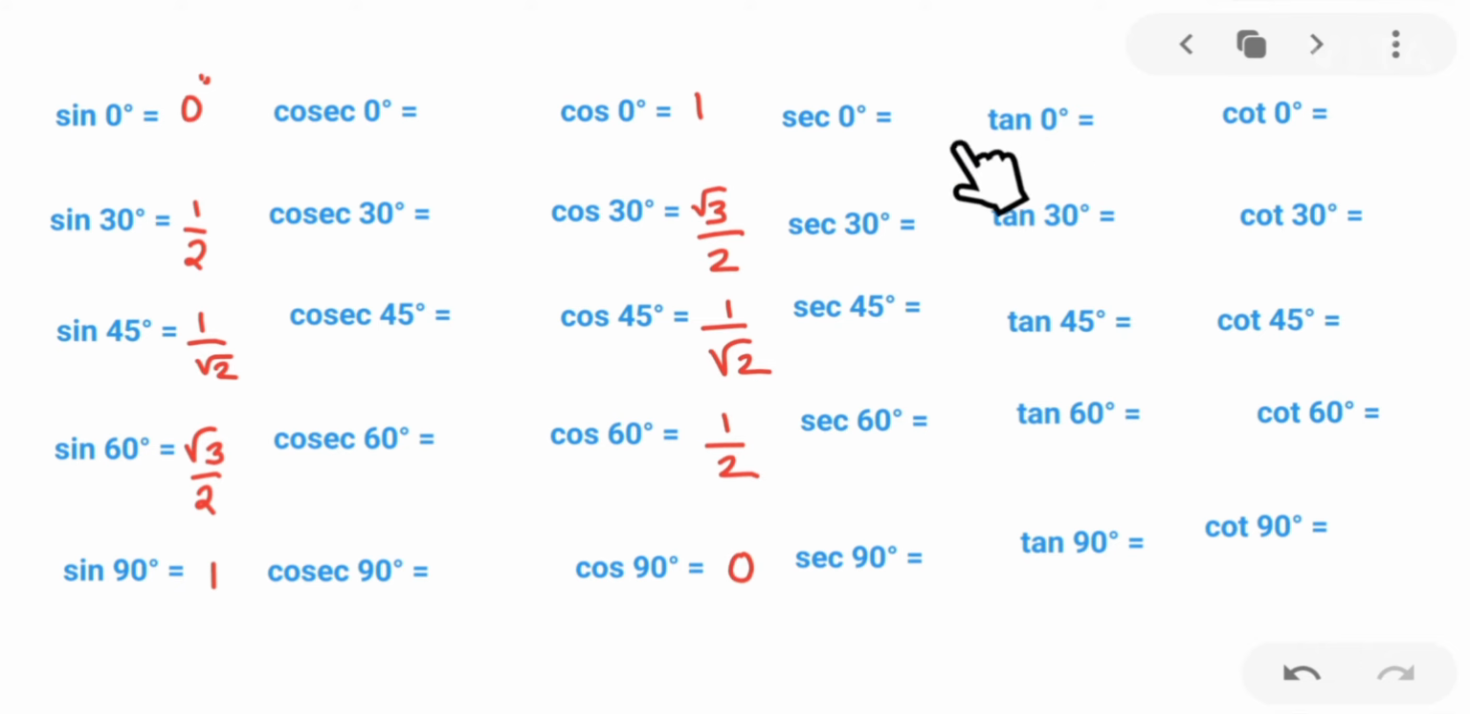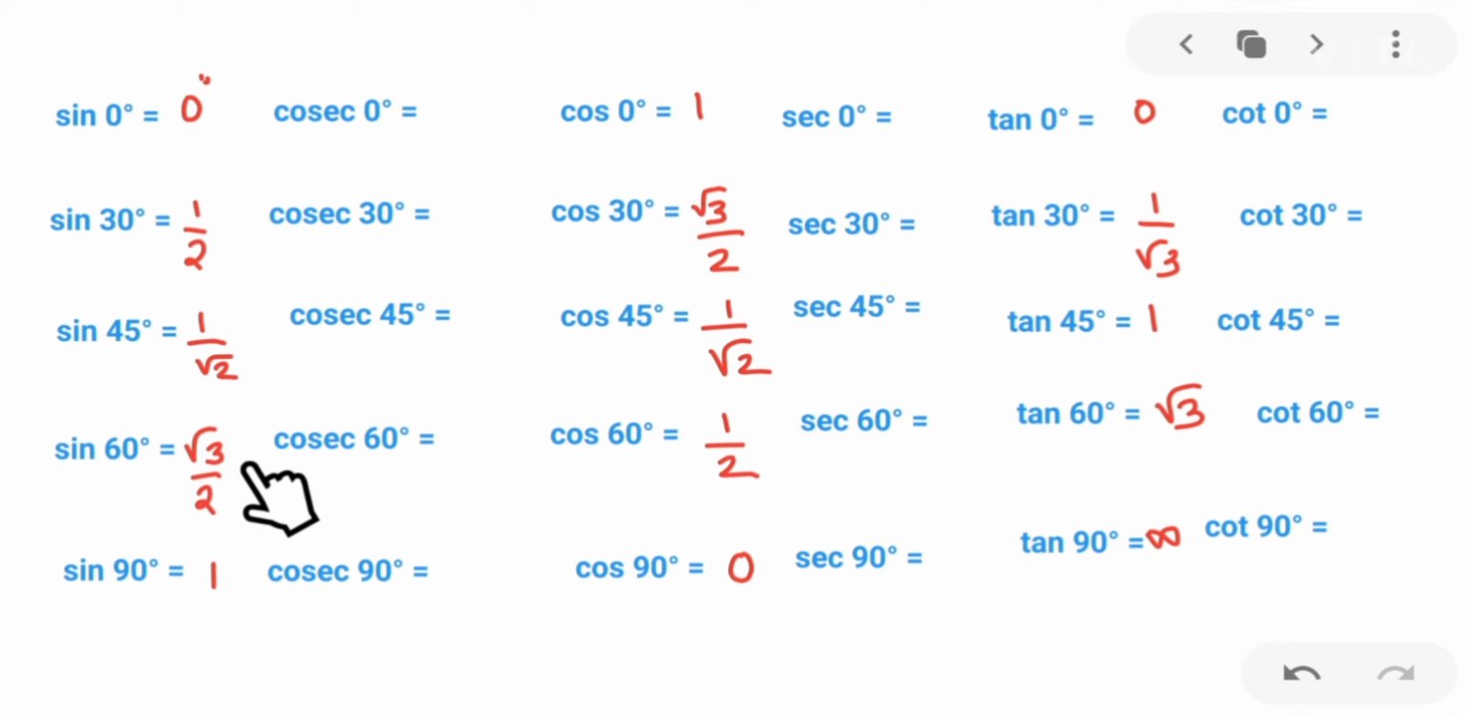And tan is obtained by dividing sine and cos values. So tan 0 is 0. Tan 30 is 1 by root 3. Tan 45 is 1. Tan 60 is root 3. And tan 90 is infinity. So once you know these sine, cos and tan, it's very easy to write sec, cosec and cot values.